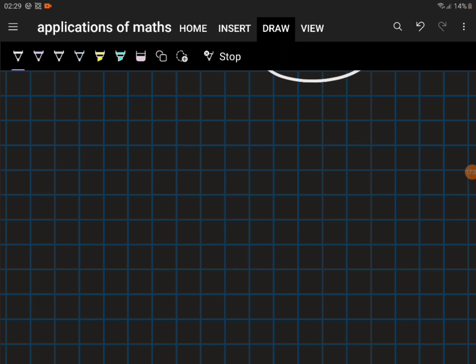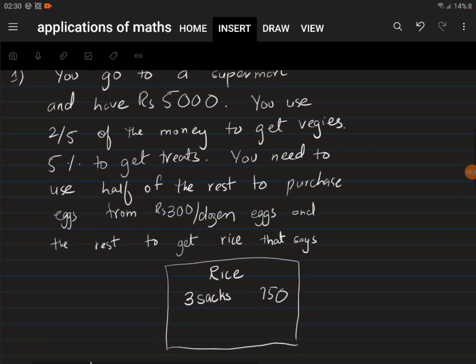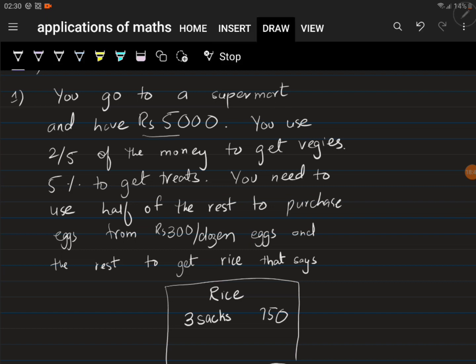Okay, finally, because you have a very rough idea, what you can do now is solve this problem for us. He's like, okay, you go to a supermarket and have 5,000 rupees. You use 2/5 of the money. I have a problem with these fractions. And they're like, just relax. 2/5 of the money, you can turn that into percentage. Or maybe you can just multiply it with the total. It's like, yeah, I remember.